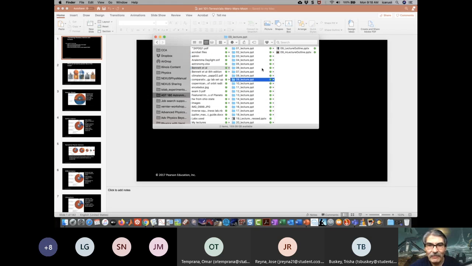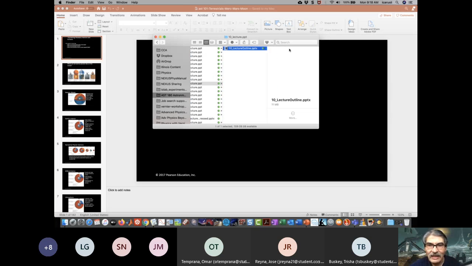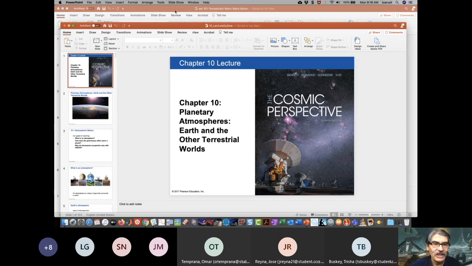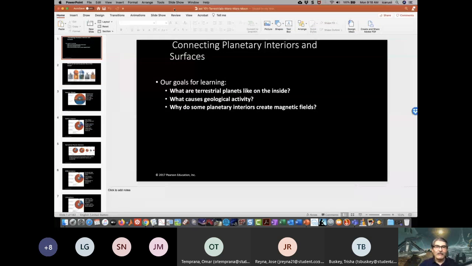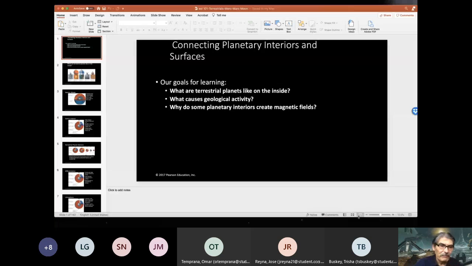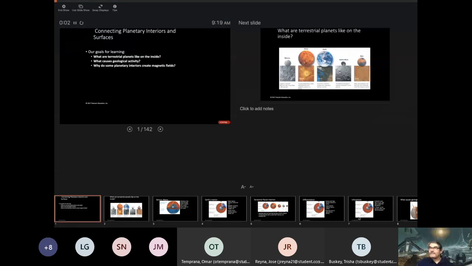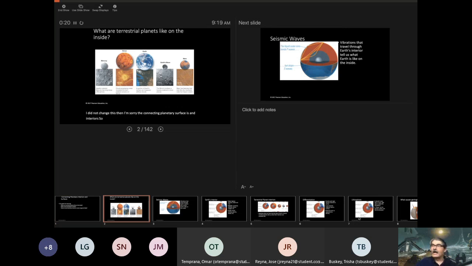Okay, so there's M in chapter 10. I don't want to share this particular one just yet, but I do want to do this. So before I get into the planets themselves, I'd like to show you a couple things. I did not change this. I'm sorry. The connecting planetary surfaces and interiors. So, Tricia, you are an alien. Oh, wait, where am I sharing? Hang on.